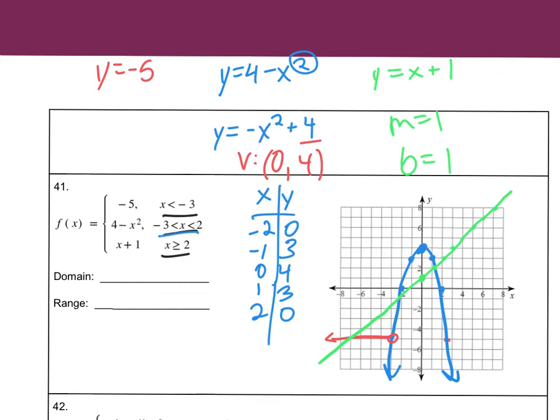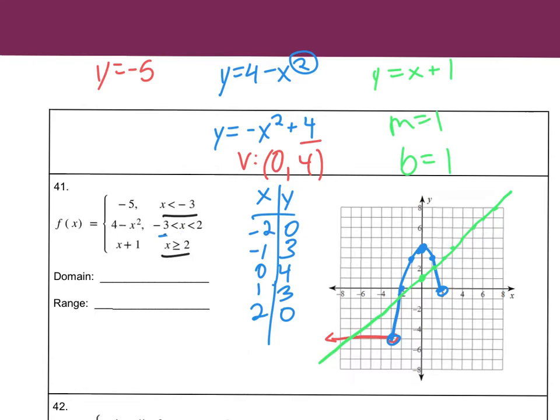Next part is defined between -3 and 2, so I need to erase everything to the left of -3, which is going to be everything down here, and then everything to the right of 2, which is going to be everything down here. And these are both going to be open dots also. So open dot again, so we have 2 open dots right there on the same point, and then an open dot here.